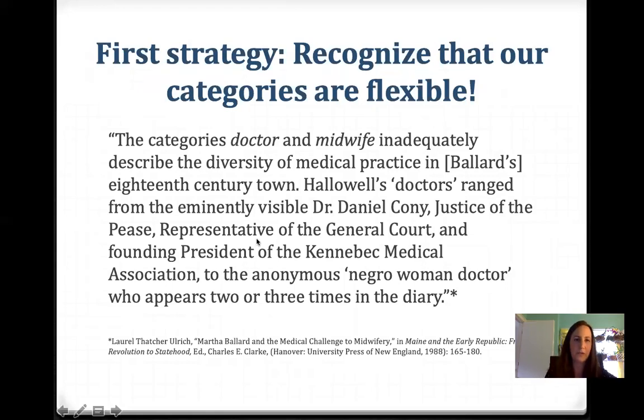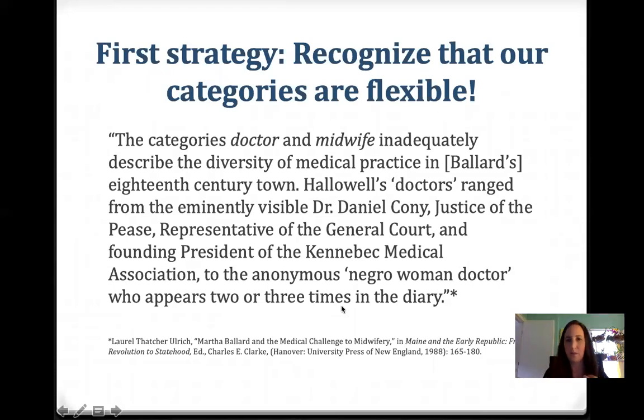Hallowell's doctors range from the eminently visible Dr. Daniel Coney, Justice of the Peace, representative of the General Court and founding president of the Kennebec Medical Association, to the anonymous Negro woman doctor who appears 2 or 3 times in the diary. So Ballard is working with a bunch of different medical practitioners. She's not just doing things by herself, and she names some people whose authority she finds more than others.